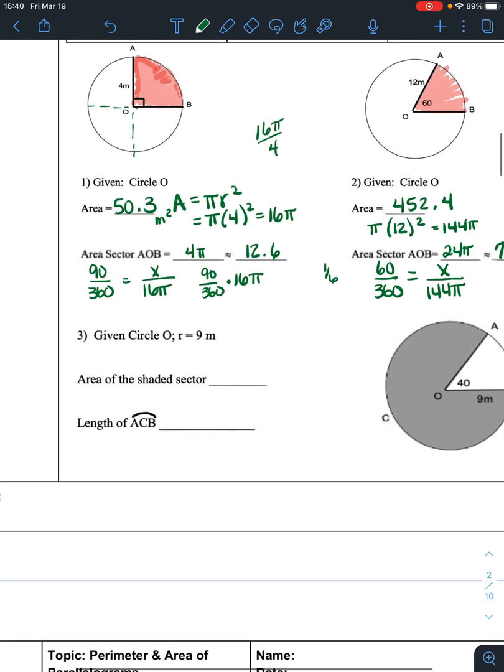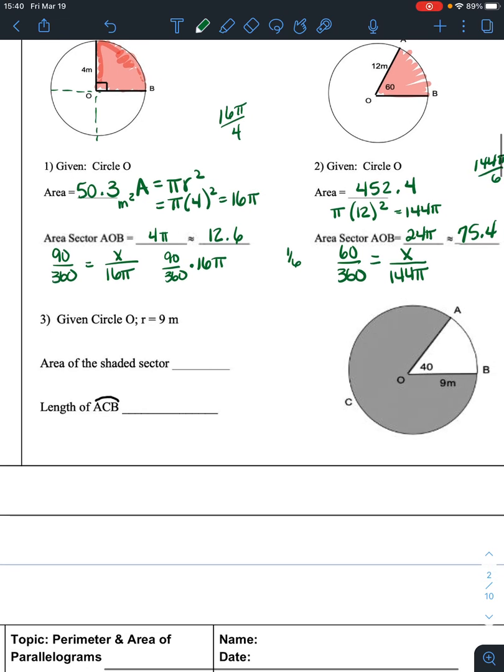So let's look at this big circle. In this case, I want the area of the shaded sector. So I want the big piece. Now, one thing you do have to pay attention to is the 40 degrees is this small piece, but I want the area of the big piece. So that means I need to find the angle for the big piece. The whole circle is 360, so the angle for the big piece is 320.